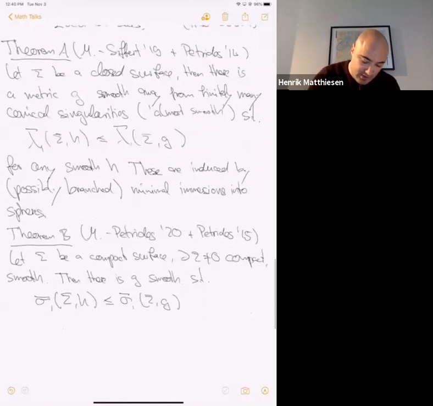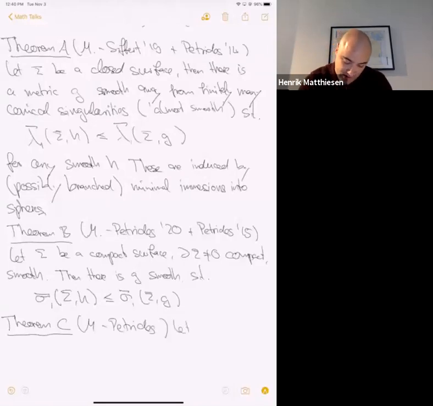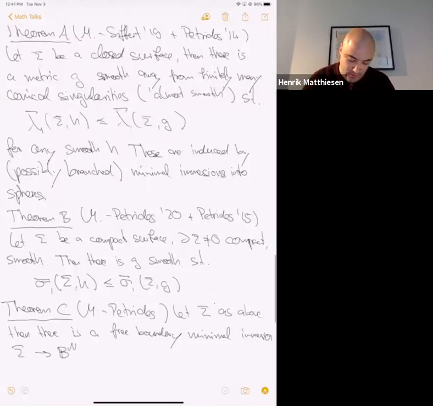Okay, so let me state the second part as a separate theorem, because that was not known before. It is that you actually get these new minimal surfaces. So let sigma be as above. Then there is a free boundary minimal immersion from the surface into some Euclidean ball for some n.